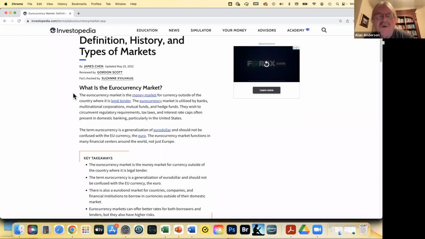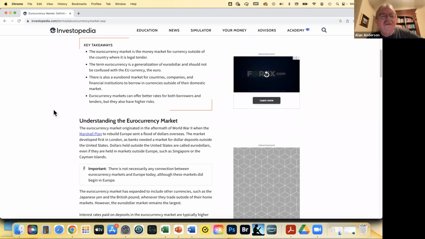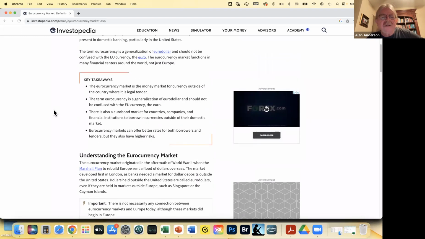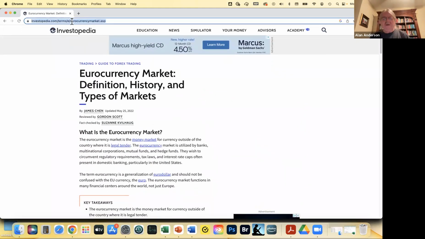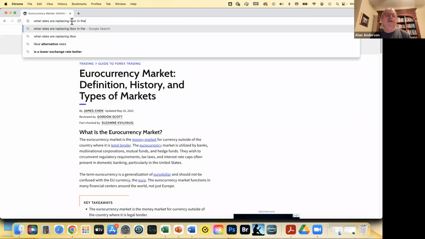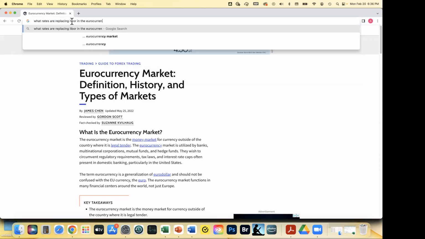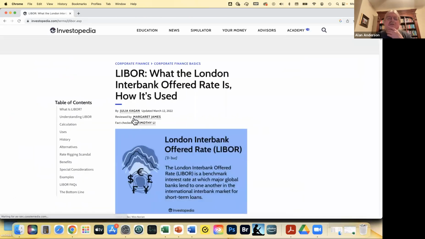And so euro dollars, as I said, are dollar deposits held outside the United States, typically in London. And so there exist interest rates that are paid for each currency. Used to be LIBOR. I don't know what's happening with LIBOR. I guess maybe it doesn't exist anymore. All right, let's do this. What rates are replacing LIBOR? I believe it's SOFR. That's for the dollar, yes.